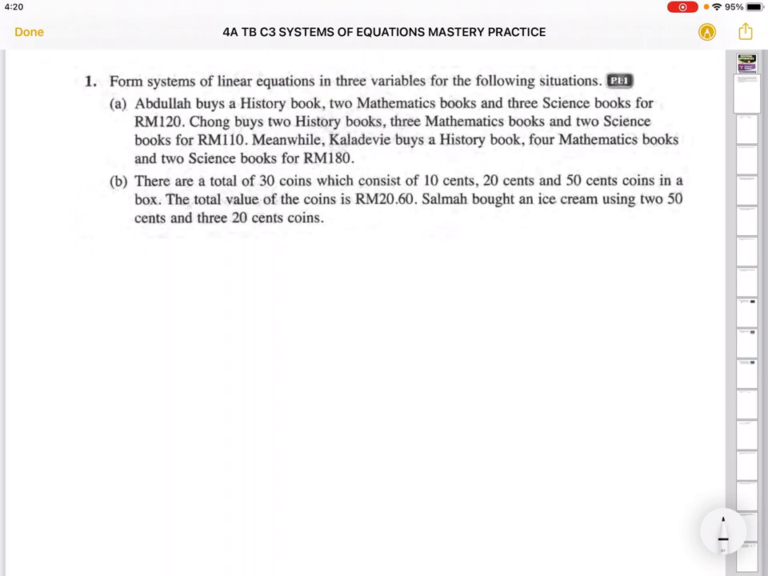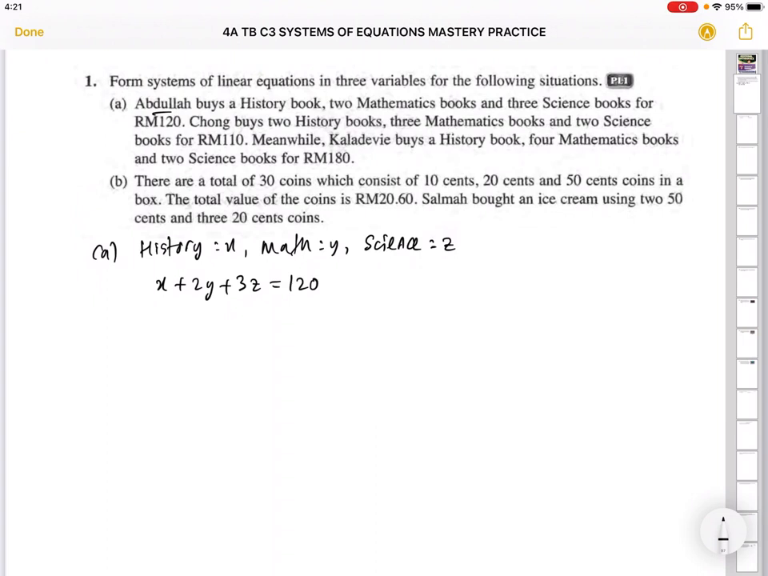So maybe I should start by assigning a symbol to the number of each textbook. Let's say history is x, mathematics is y, and science book is z. So let's start with Abdullah. He bought 1 history, 2 mathematics, 3 science. So it's 1x, 2y, 3z equals 120. So this is the first equation, for Abdullah.